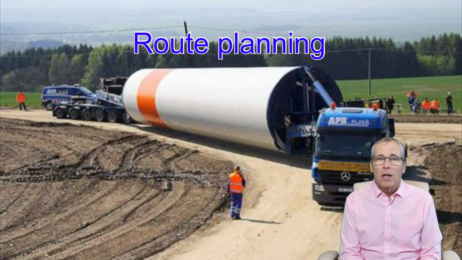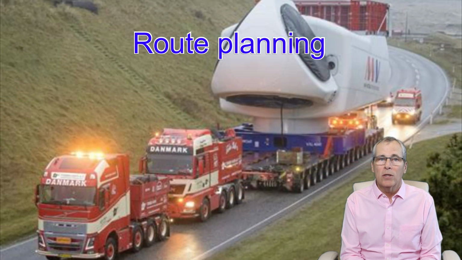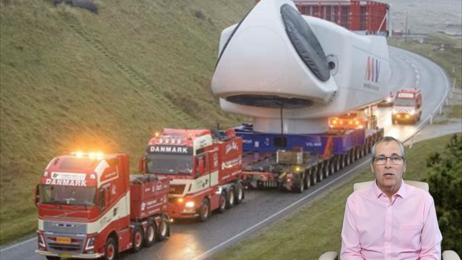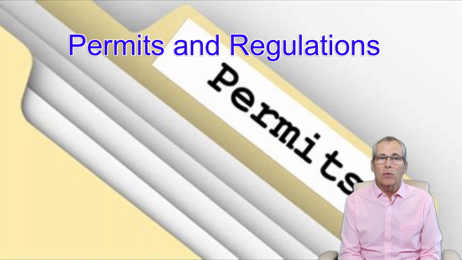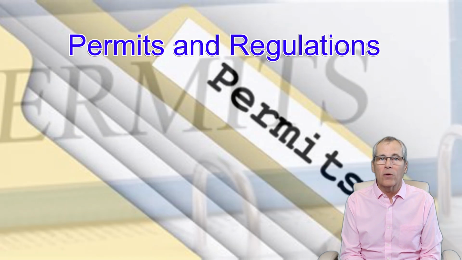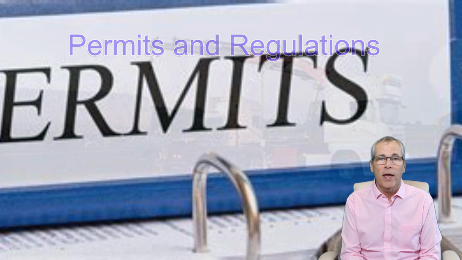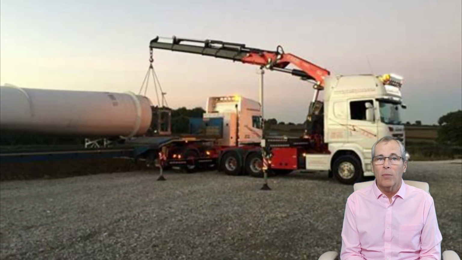Route planning. The route for transportation must be carefully planned to ensure that the components can be transported safely and efficiently. This includes considering factors such as road conditions, traffic, and weather. Permits and regulation. Special permits and regulations are often required for transporting oversized loads, and it's important to obtain these permits in advance and to be aware of any regulations that apply to the transportation of wind turbine parts.